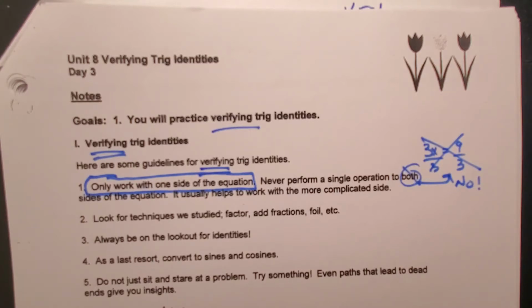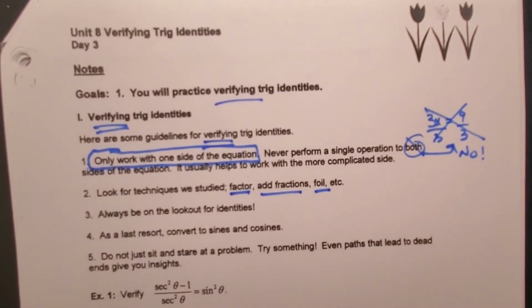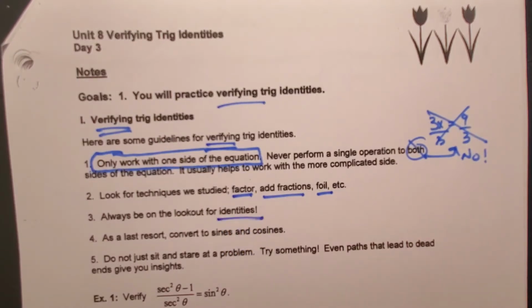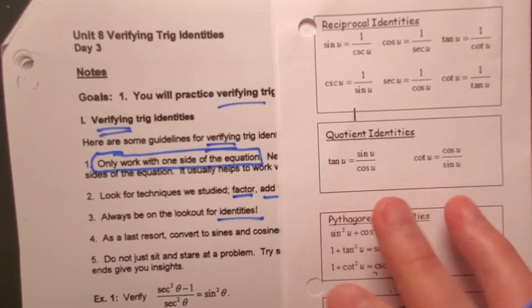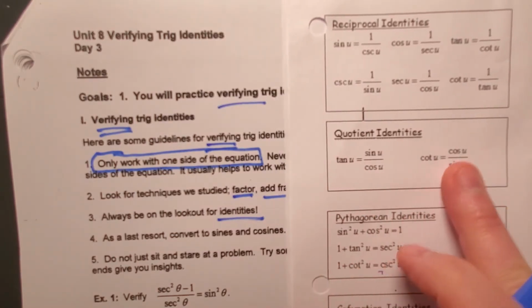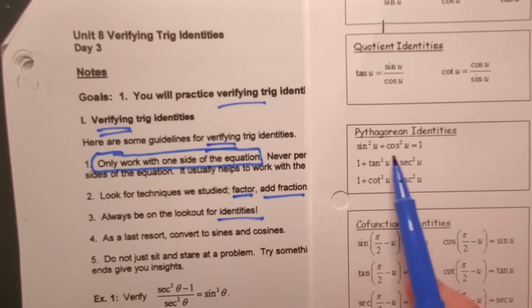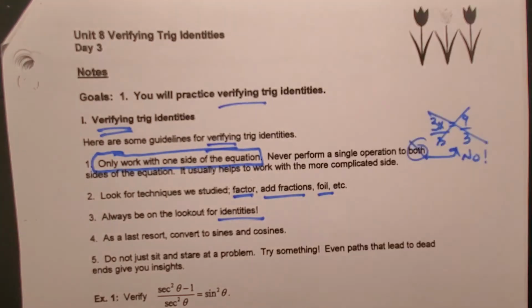But basically you don't do that to both sides of an equation. Look for techniques that we studied. Use factoring. You can add the fractions. You can do FOIL. All the stuff that we did in 8.1 and 8.2. Be on the lookout for your identities. Look on the sheet. Obviously, you're going to use tangent, sine over cosine, and cotangent, cosine over sine. But those Pythagorean identities are going to be huge in this section. As a last resort, convert everything to sines and cosines when you're really, really stuck.